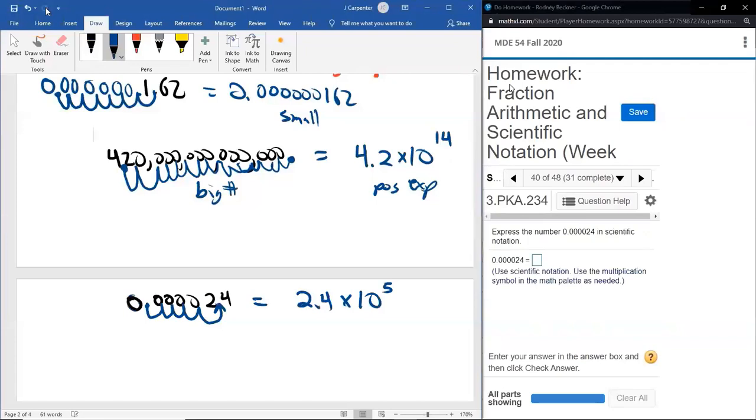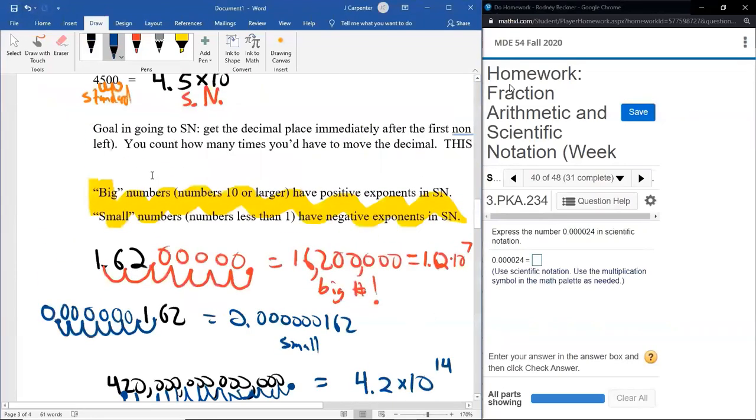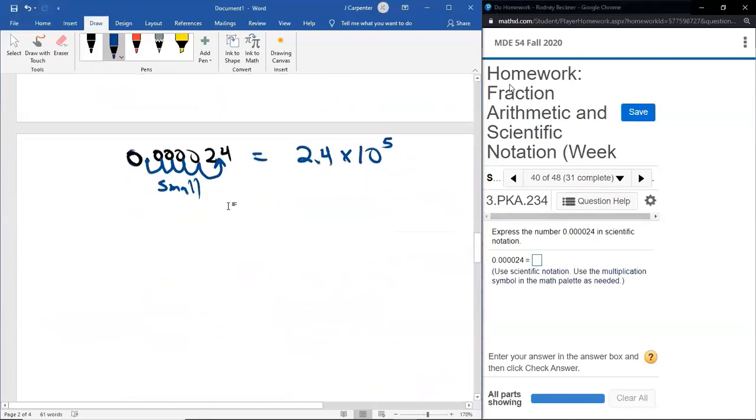So the exponent is either a positive 5 or a negative 5. The question is, is it positive or negative? Well, we ask ourselves, the number in non-scientific notation, is it big or small? That's definitely a small number. Now, the big and small idea is not arbitrary. I gave you a definition for that. Big numbers are 10 or bigger, in other words, they have more than one whole digit. Small numbers are anything less than 1, which means there are no wholes.